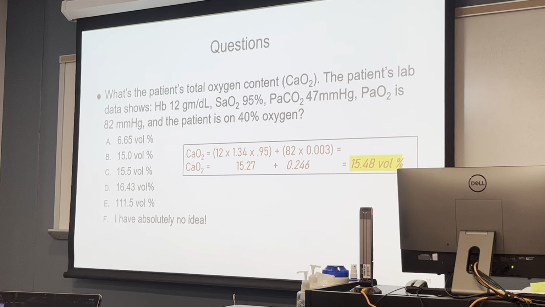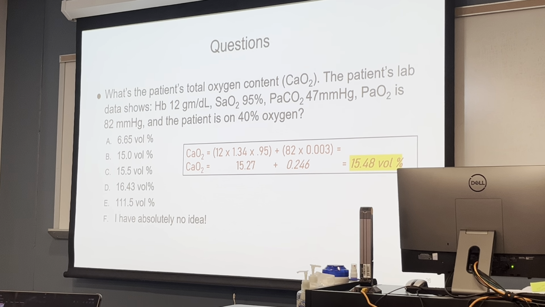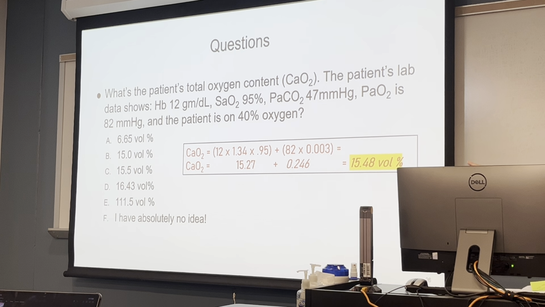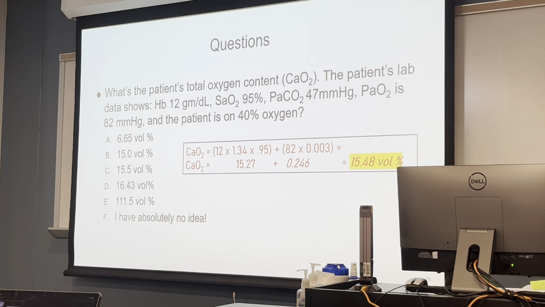So 12 times 1.34 times 0.95, because that was the saturation. Did that math, it comes out to be 15.27. The PaO2, 82 times 0.003, you get the right side there, add both sides together, and of course, on the answer options, I rounded that C up to 15.5.